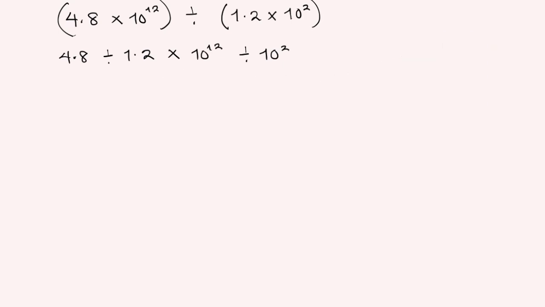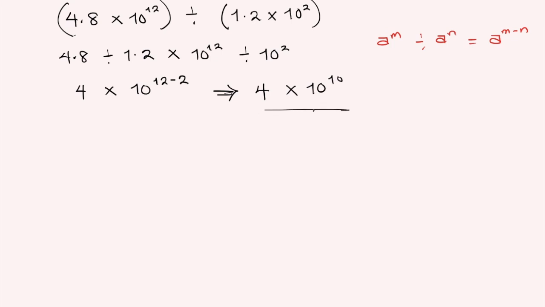Now here we'll be using a law that says that a raised to power m divided by a raised to power n is equal to a raised to power m minus n. So 4.8 divided by 1.2 is equal to 4. And 10 raised to power 12 divided by 10 squared is equal to 10 raised to 12 minus 2. So the final answer for this is going to be 4 times 10 raised to power 10.